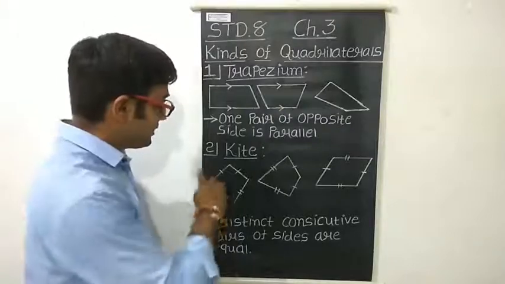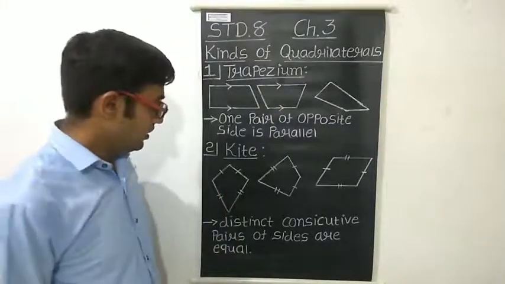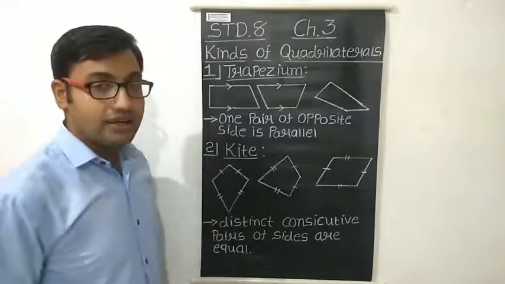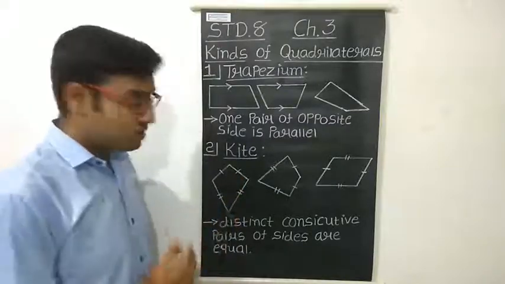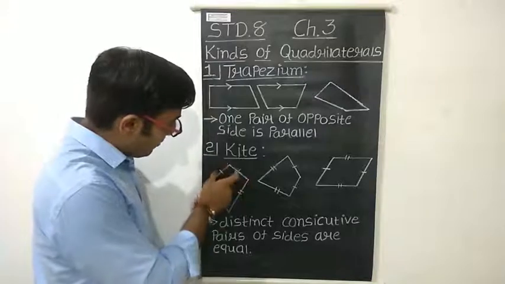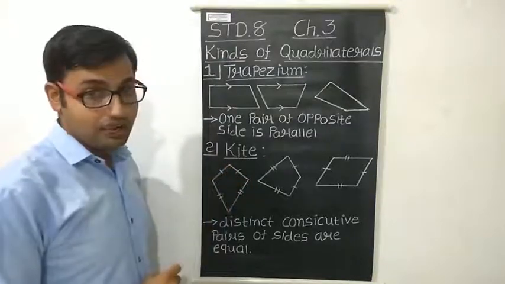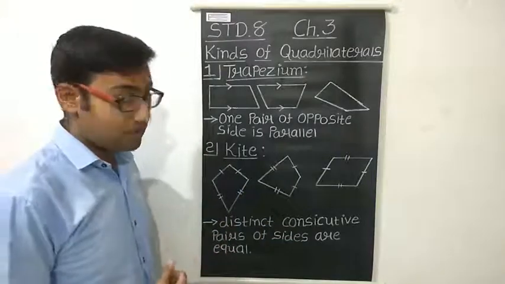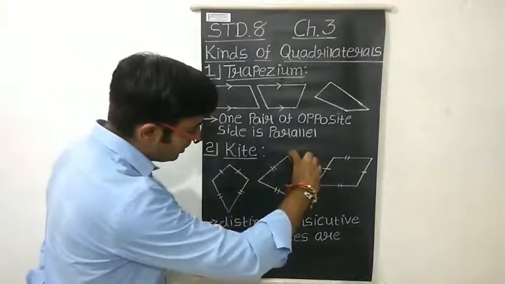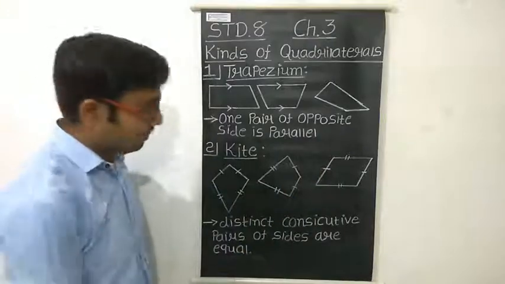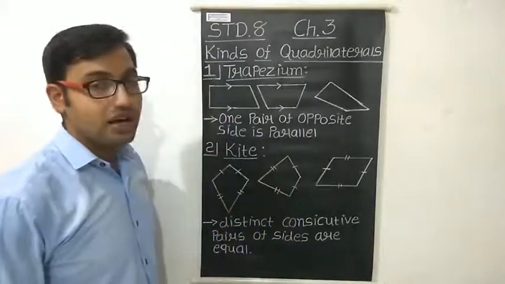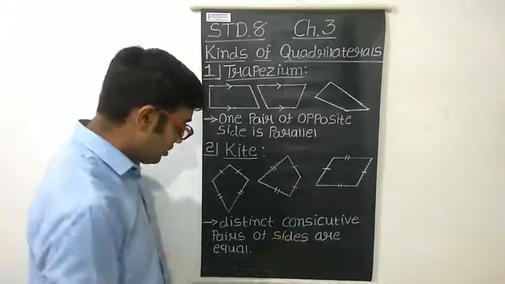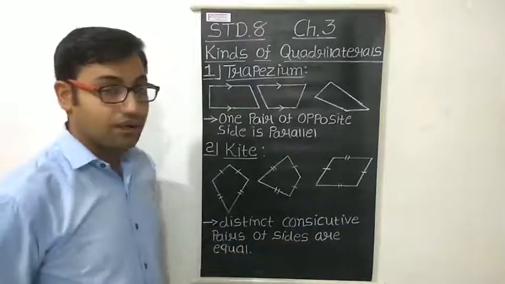Okay. The second shape is the kite. This type of shape is called a kite. Notice here, this line segment and this line segment are equal. Similarly, this line segment and this line segment are also equal. In this shape also, these two line segments are equal and these two line segments are also equal. So see here, the distinct consecutive pairs of sides are equal.